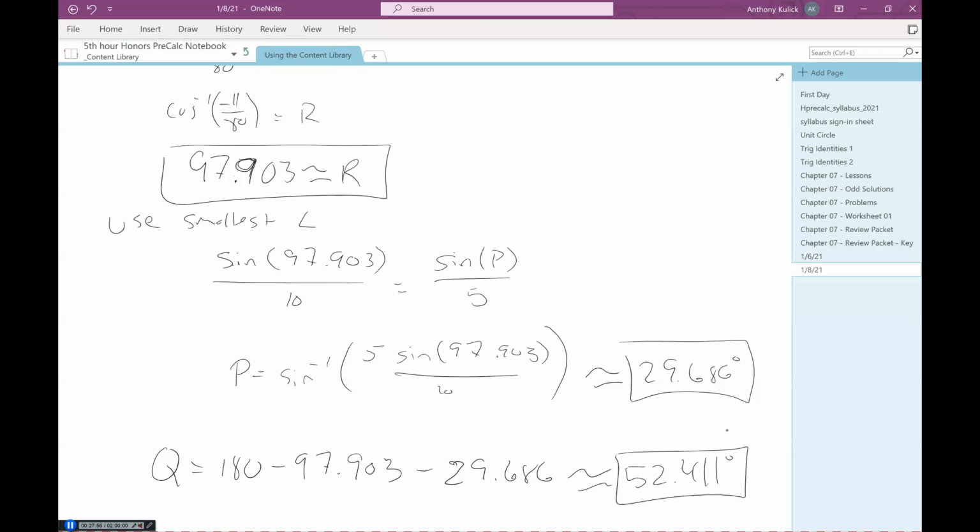Yes, sir? For when you got R, how did you put that into your calculator? What mode are you in? Are you in degree mode or radian mode? Degrees. Okay. So you just did cosine inverse of -11 over 80? I did sine. Oh, that would do it. So law of cosines has a cosine in it. Yep. No problem. Glad you checked. That's an obviously important piece to make sure, but okay.